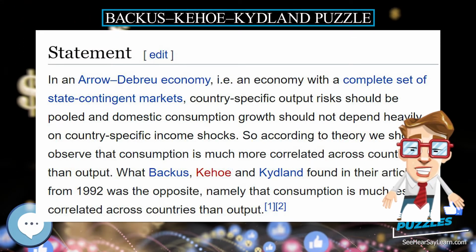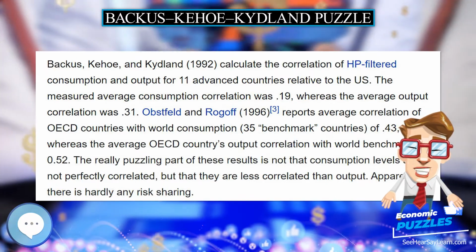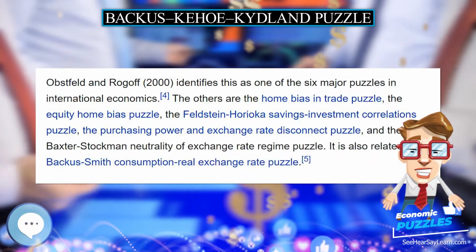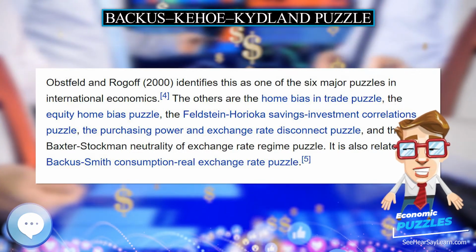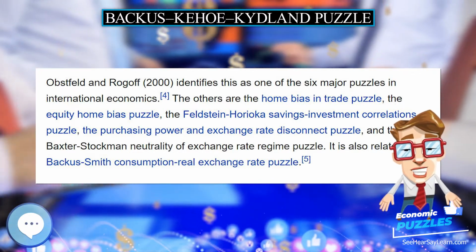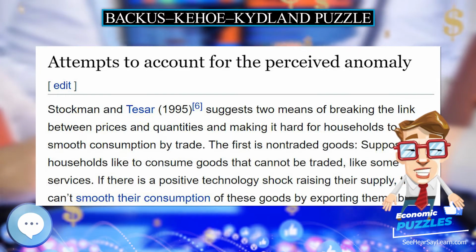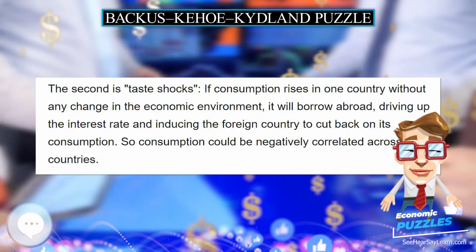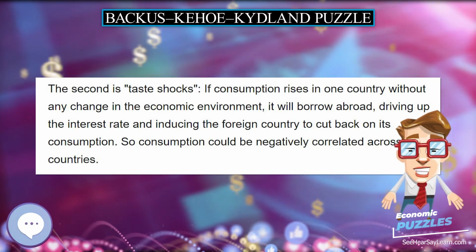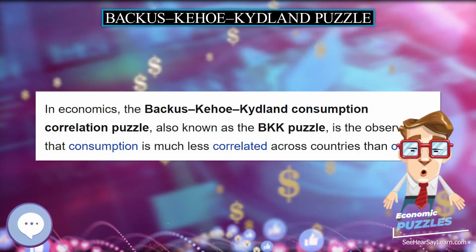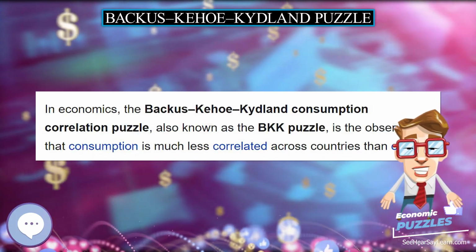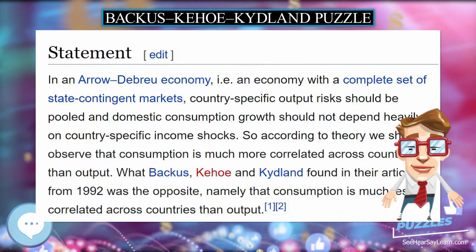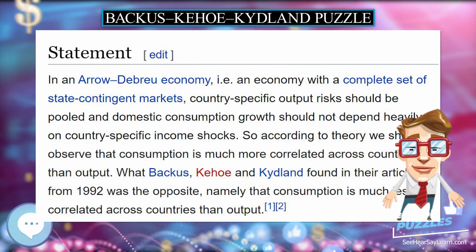What Backus, Kehoe and Kydland found in their article from 1992 was the opposite, namely that consumption is much less correlated across countries than output. Backus, Kehoe, and Kydland, 1992, calculate the correlation of HP-filtered consumption and output for 11 advanced countries relative to the US. The measured average consumption correlation was 0.19, whereas the average output correlation was 0.31.